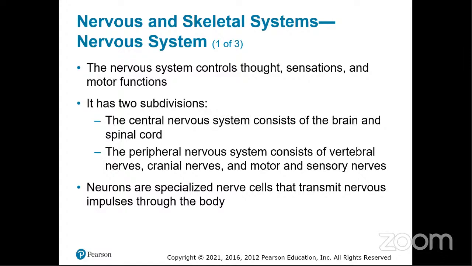The thing with the CNS part of it is it's all contained in the skull and at the base of the skull. So it's really susceptible to swelling or injury that way. The peripheral nervous system is too, but it has more area for that swelling to go without causing a lot of damage. The neurons are specialized cells that transmit the impulse through the body.